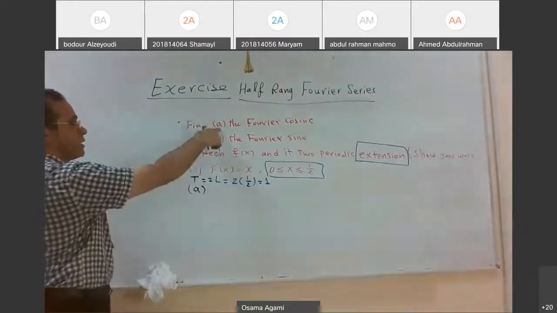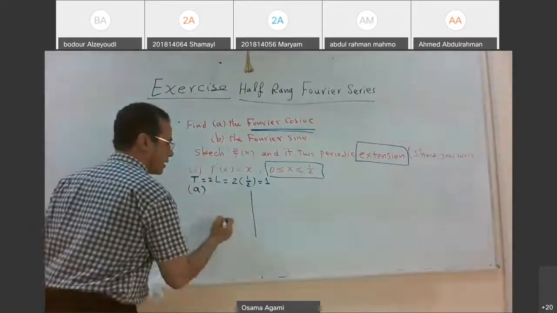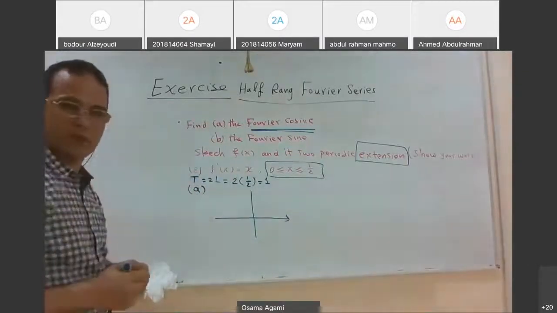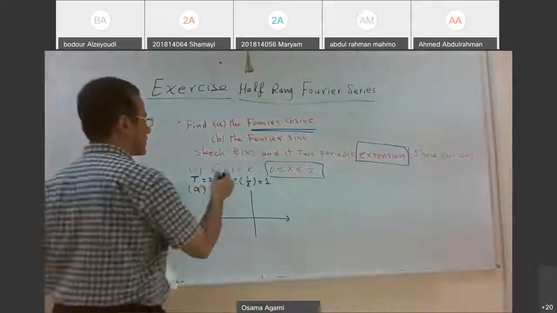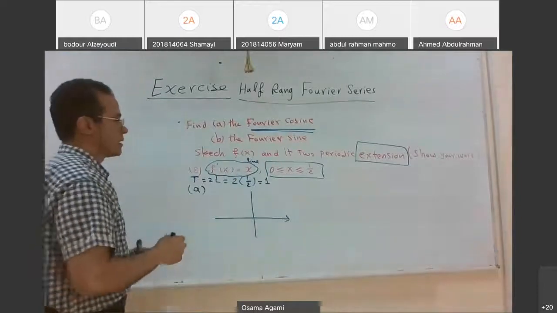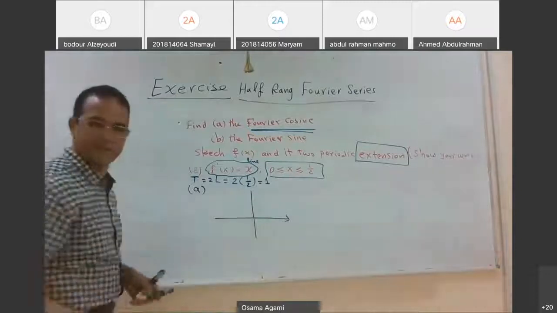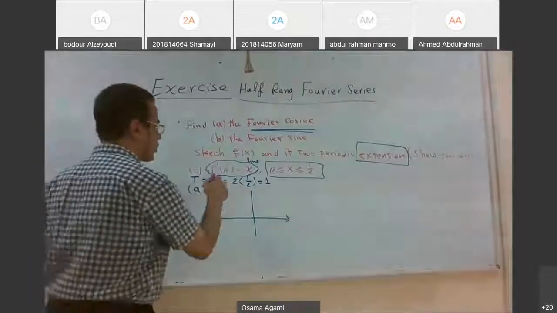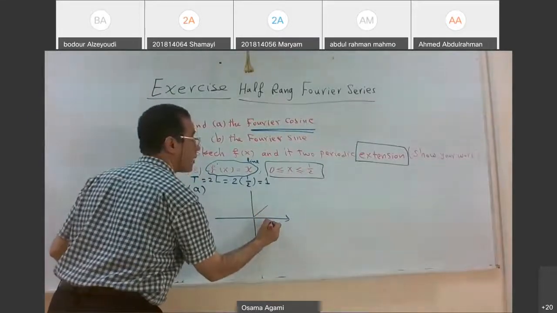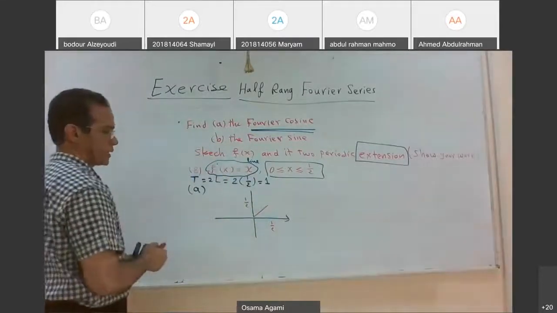Let's go for section A. It's asking you to find the Fourier cosine series, and also to sketch f of x, right? I know f of x equals x is a line equation with a slope equal to 1, and y equals x all the time. So if you have half here, you should have half here, because y equals x.